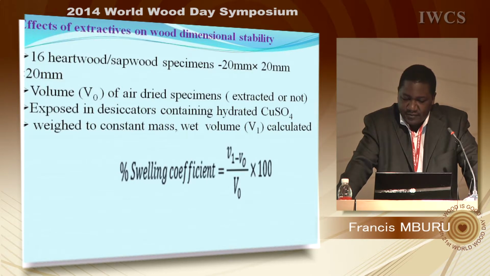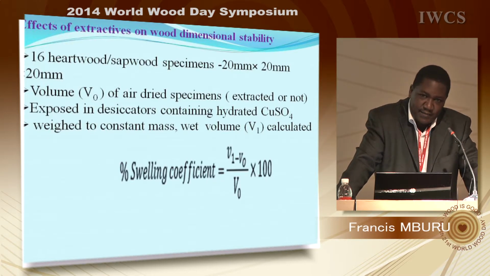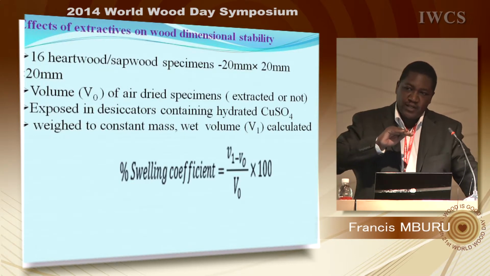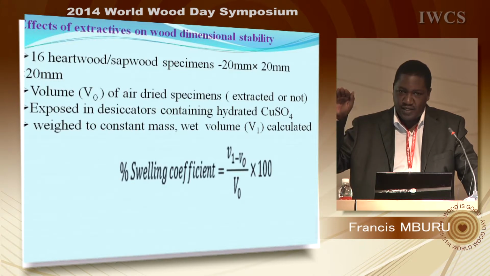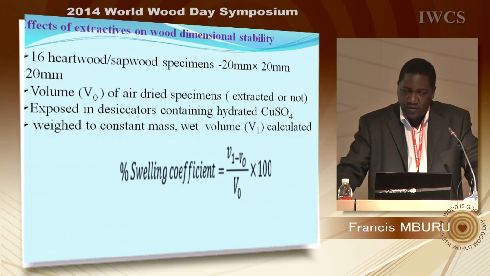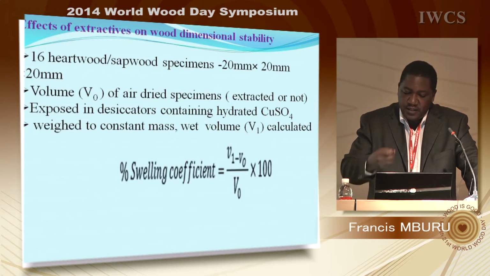Then on dimensional stability, I used 16 heartwood and 16 sapwood specimens of 20 millimeters by 20 by 20, then computed the initial volume for extracted samples and not extracted samples. These were then exposed to desiccators that were full of copper sulfate for hydration, and the weight was monitored continuously until constant weight, meaning it has already absorbed enough, and the volume change was computed. Then the swelling coefficient was computed by use of that formula and compared with the control.